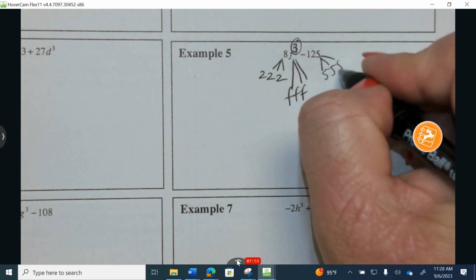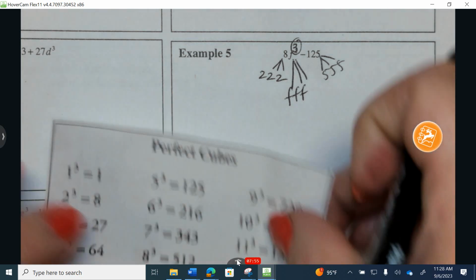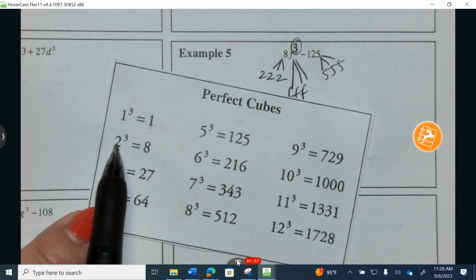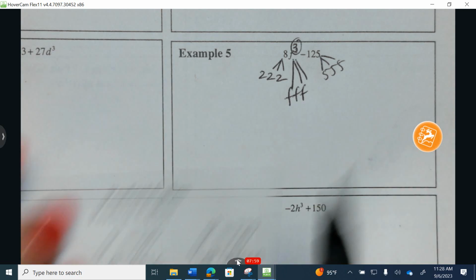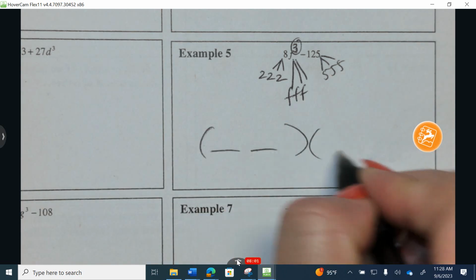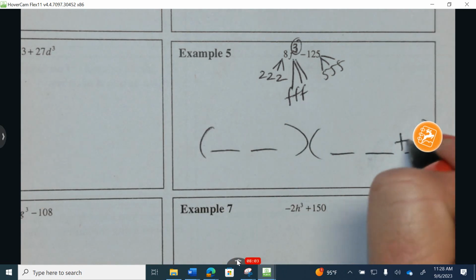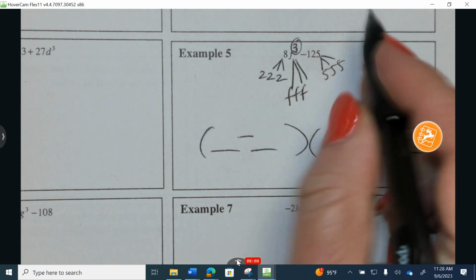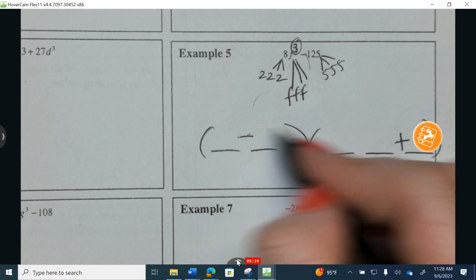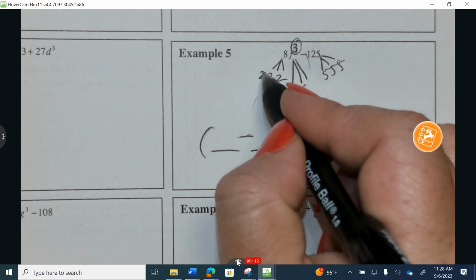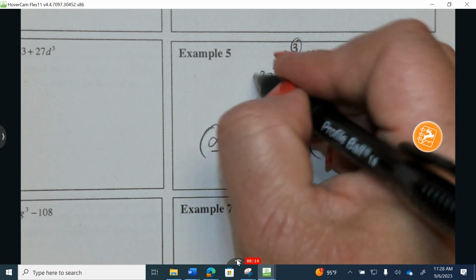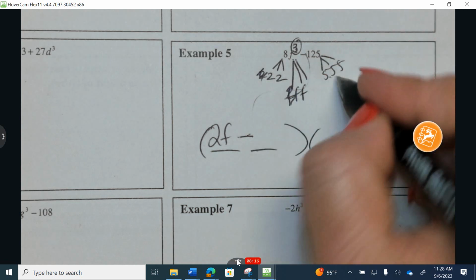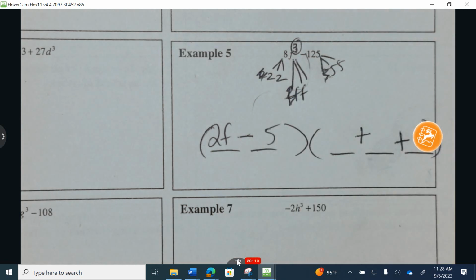125 breaks into 5, 5, and 5. You don't have to memorize this. You can come right here, find 8, 2, 2, 2, find 125, 5, 5, 5. This is always a positive. Since this problem is negative, the given operation is negative, it goes into the first place, and this has to be opposite. I'm going to take one item from the front, which is a 2 and an F. Take one item from the back, which is a 5.